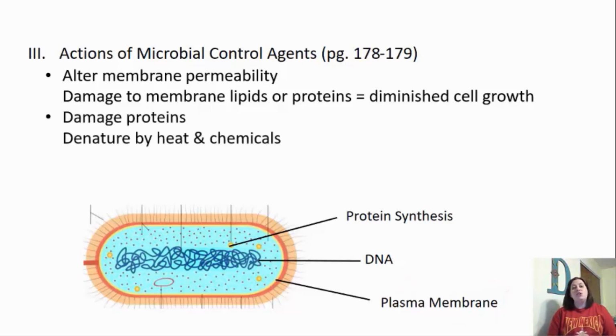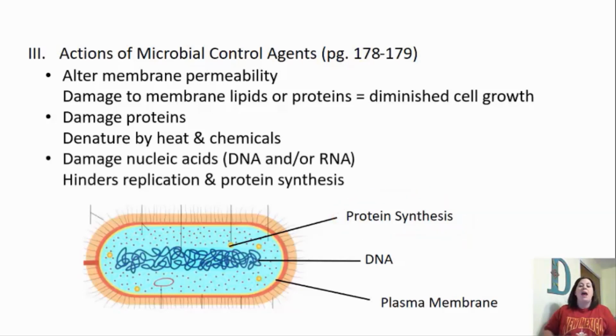Another thing we can damage is the proteins. It can denature the proteins by using heats or chemicals. And remember, when we denature a protein, it unfolds and it's no longer usable. Another thing we can do is actually damage the DNA and or RNA that's present in the cell. This is where you're damaging the nucleic acids. This hinders replication so that it can't make more of itself, and it also will slow down protein synthesis. So even though the proteins are working properly, if there's no DNA and RNA, then it's going to slow down that process as well.